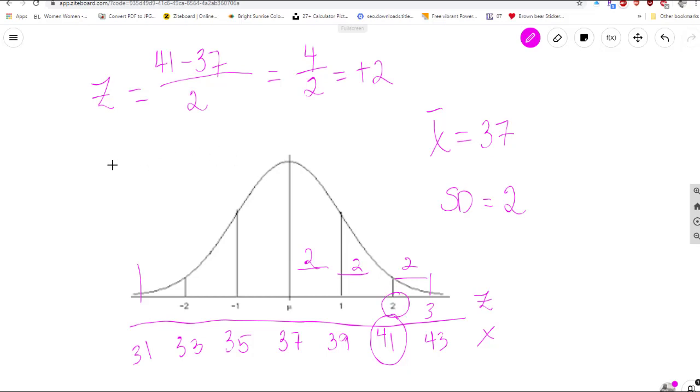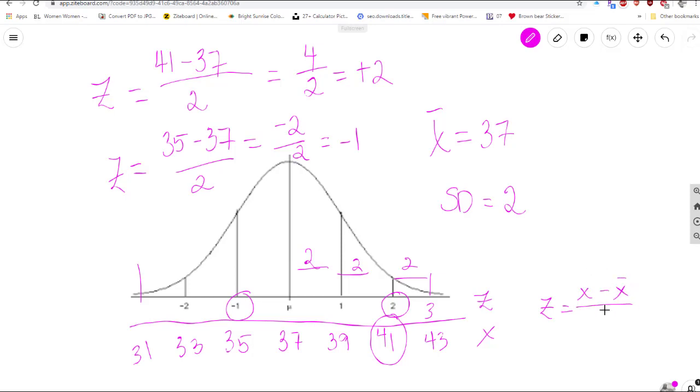Let's see if it works the other way around. If I have, let's just say I have this one, 35. 35 minus the mean divided by 2. Well, I've got 35 minus 37, so I'm going to end up with negative 2 divided by 2, and I'm going to get negative 1, which matches here. Okay? And really what this is, it's the z-score formula. So I can find a z-score by using the raw score that I want, which is x, subtract the mean, which is x bar, and divide it by the standard deviation, and that will give me the z-score.